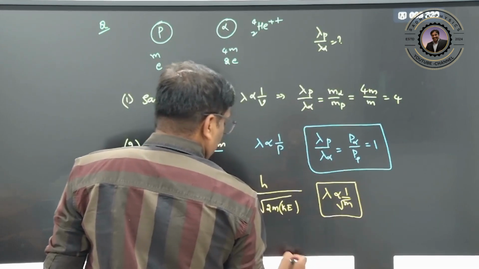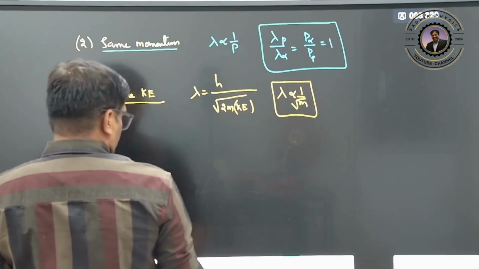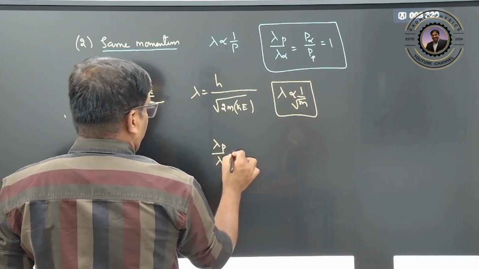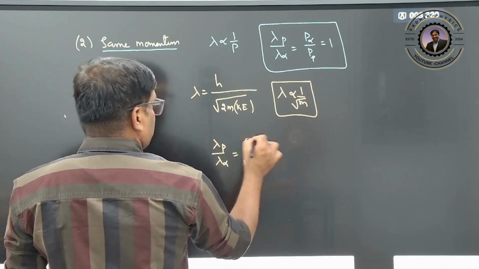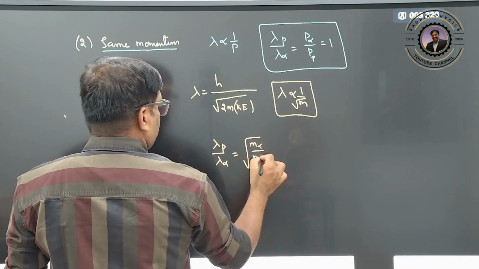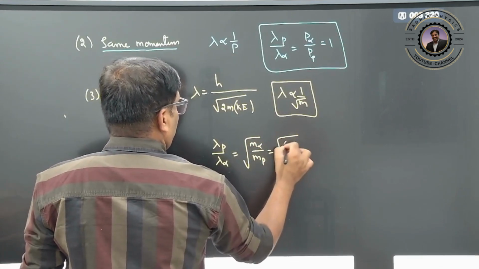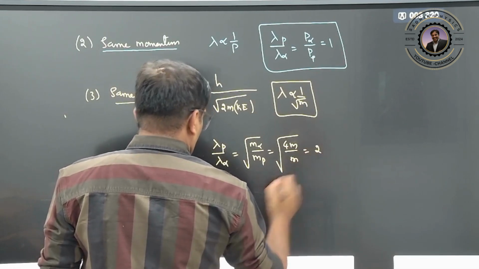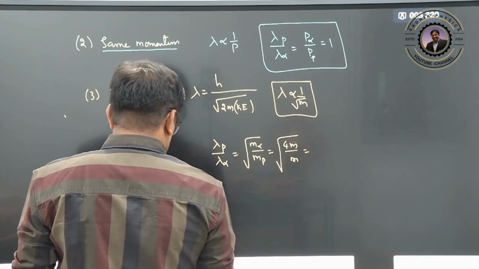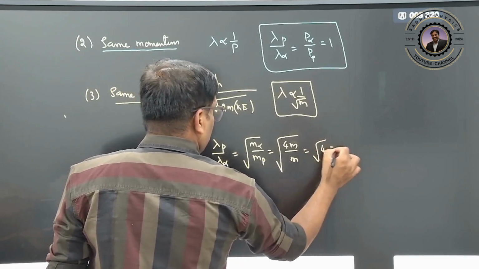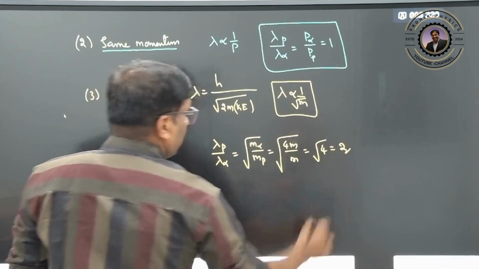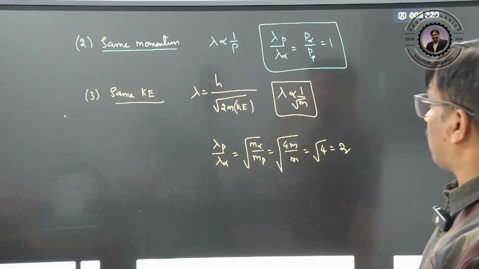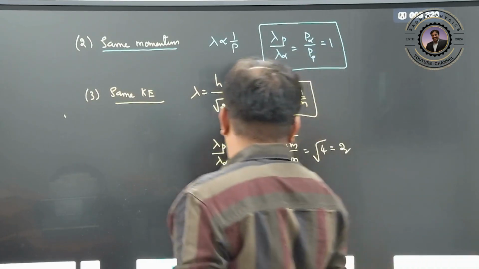Clear? So now what can you write? Here the de Broglie wavelength of proton by alpha can be written as proportional to the root of the mass of the alpha by the mass of the proton. The mass of the alpha is 4m by m, therefore it is root 4. The value of root 4 is nothing but 2. Clear? So this way for same kinetic energy.